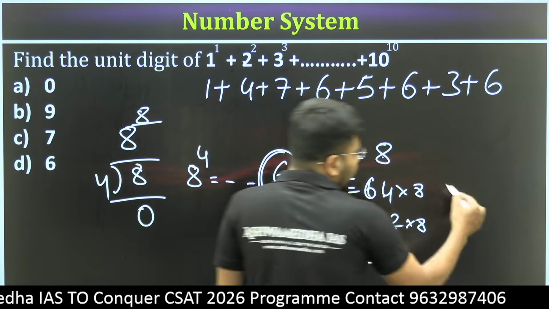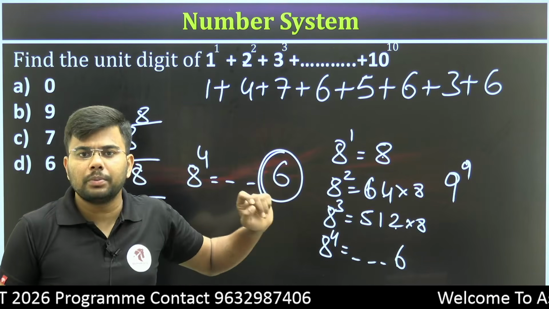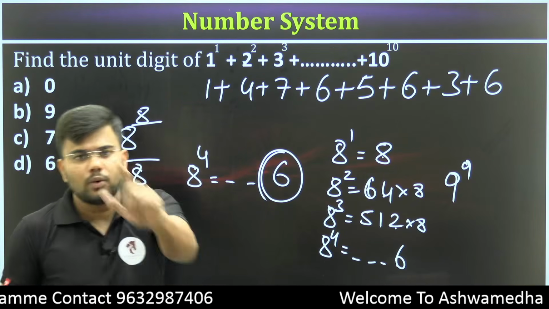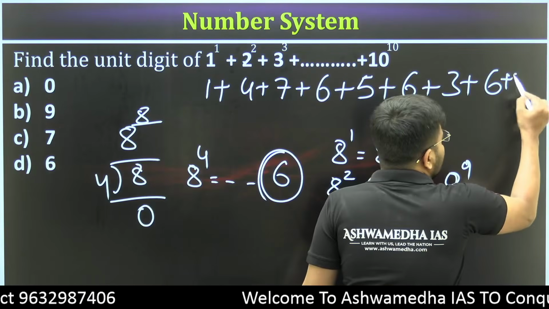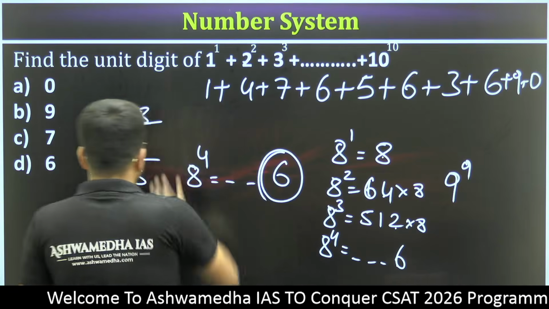Again 9 power 9. If it is 9 power 9, 9 is what? Odd. If the power is odd, it would be 9 itself. If the power is even, it would be 1 for 9 power. So here it is 9. Again 10 power 10 is 0. Add everything.